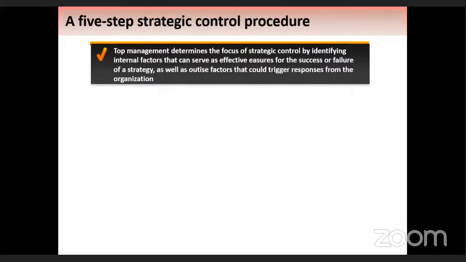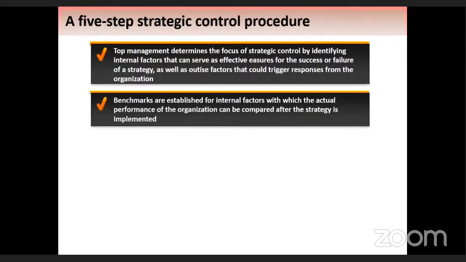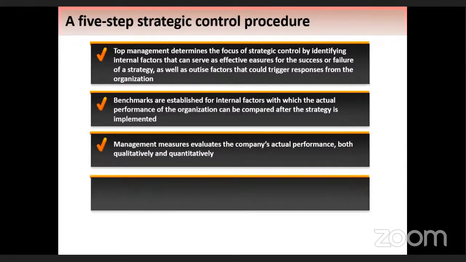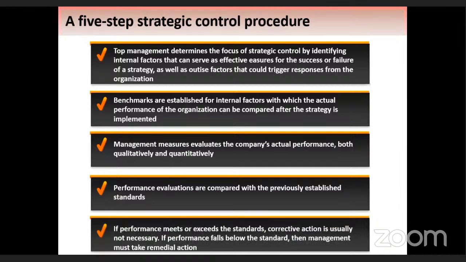Organizational strategy and crisis. A 5-step strategy control procedure. Top management determines the focus of strategy control by identifying internal factors that can serve as effective measures of the success or failure of a strategy, as well as outside factors that could trigger responses from the organization. Then benchmarks are established for internal factors with which the actual performance of the organization can be compared after the strategy is implemented.